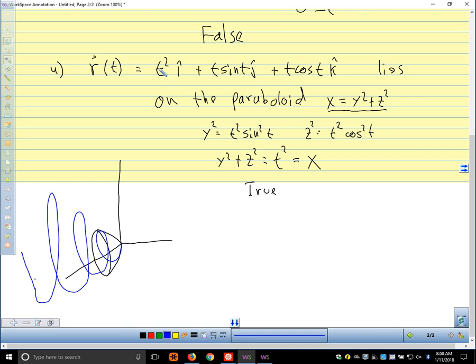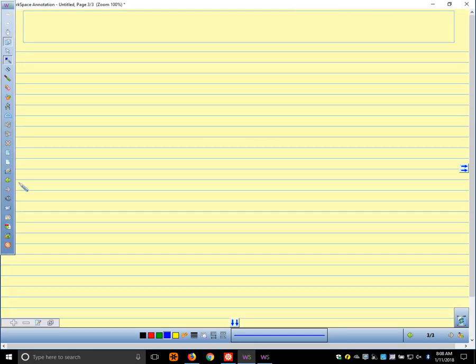All right. Let's talk about representing a graph with a vector valued function.